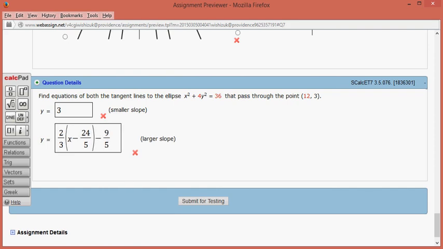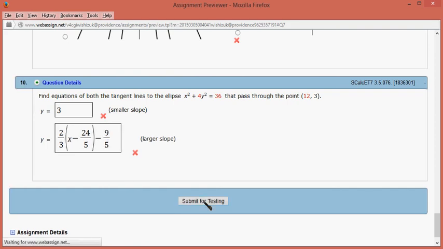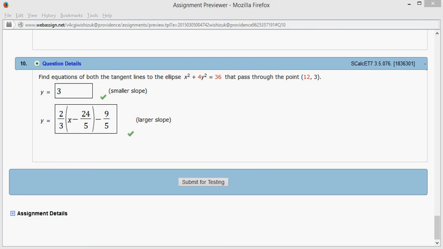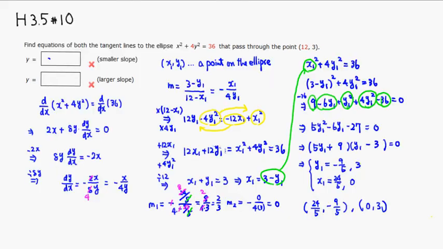So let's double check. Alright, it came back and looks like we got these ones correctly. Alright, that's it. I hope that this was clear.